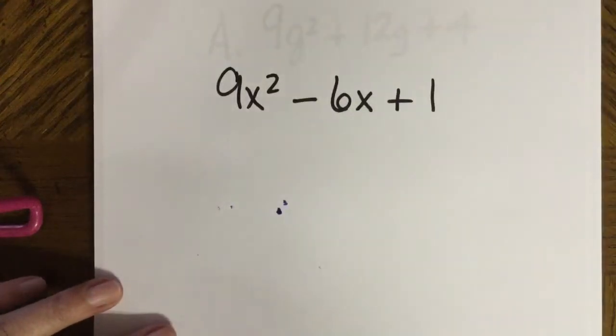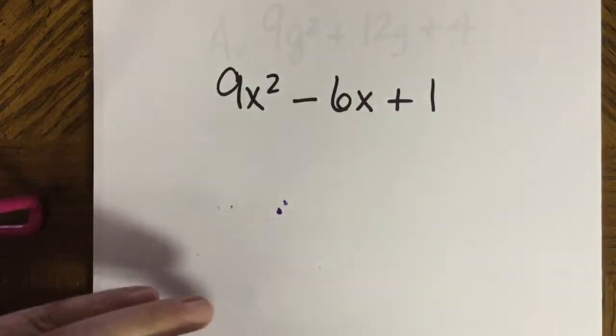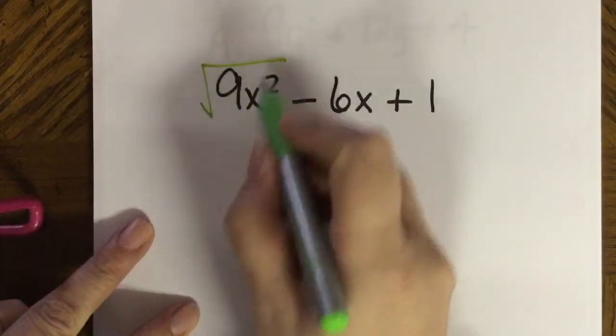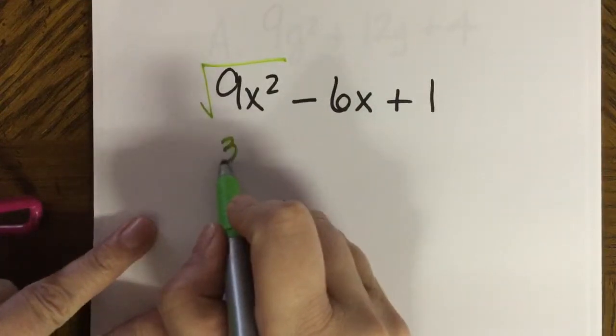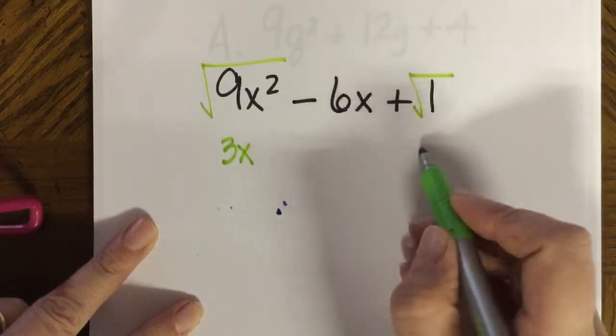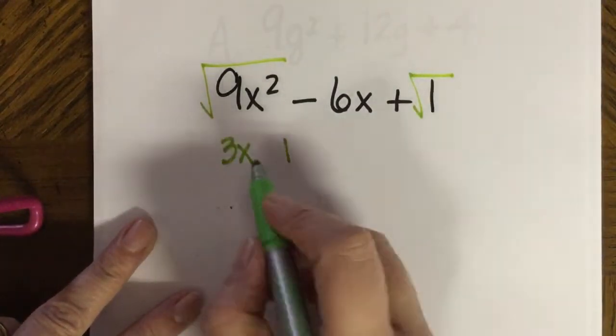Let's look at one last example before we get into our notes. So 9x squared minus 6x plus 1. 9x squared is a perfect square. The square root of 9 is 3. The square root of x squared is x. 1 is also a perfect square. We forget about that one sometimes. The square root of 1 is 1.